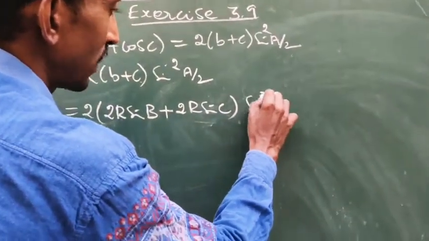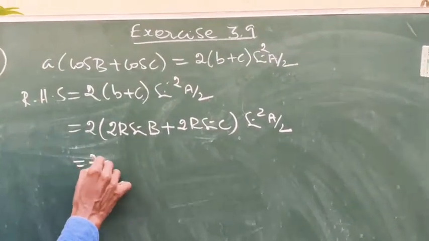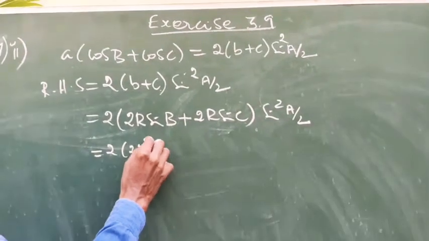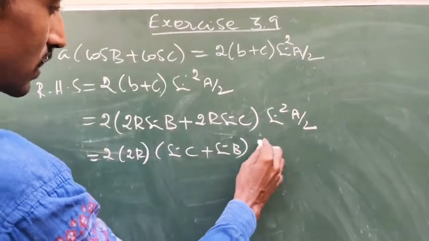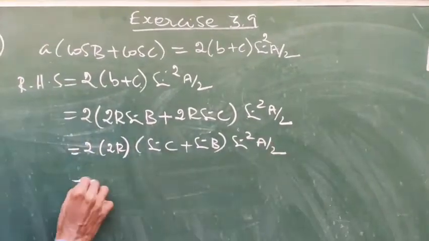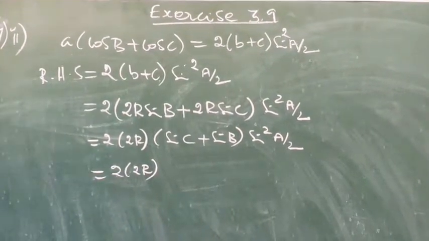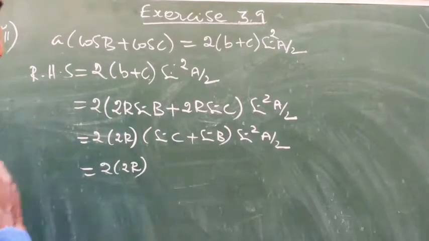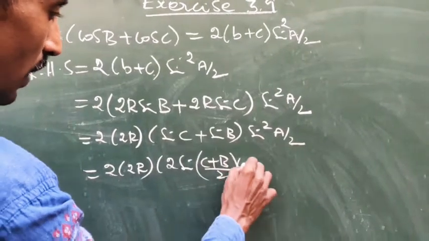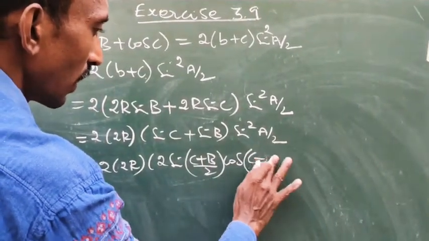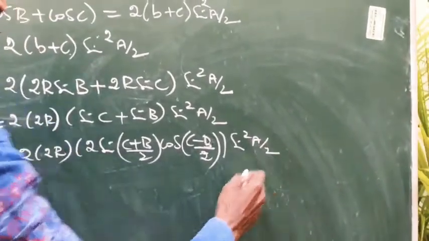Okay. So sin square A by 2. Again take 2r outside, 2 into 2r into sin B, or we can write once again like the previous question, sin C plus sin D. So already we applied the same formula in the previous one. Sin C plus sin D is, okay, 2 sin C plus D by 2 into cos C minus D by 2 into sin square A by 2. Okay.